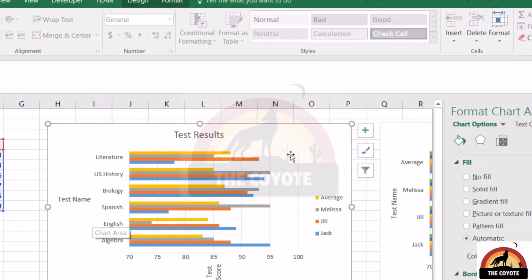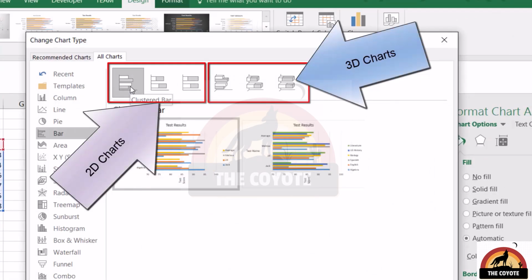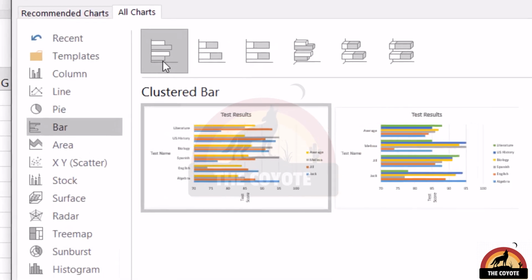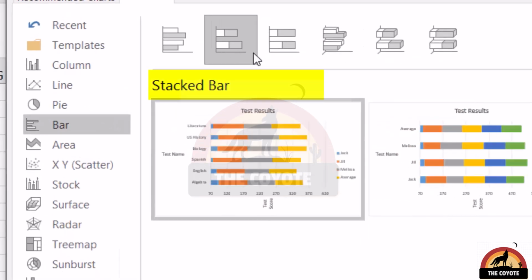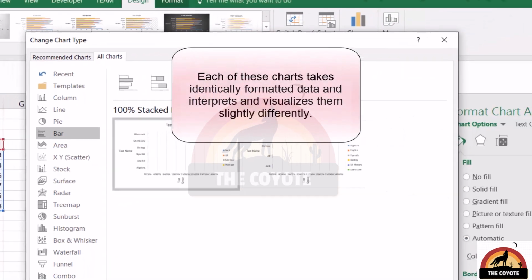Bar charts also come in a couple of different flavors. The type that we're using right now is of the 2D class. Within the 2D class, there are three types of bar charts: the clustered bar chart, the stacked bar chart, and the 100% stacked chart. Each chart interprets the series data slightly differently, so let's look at some different charts to understand what these differences mean.